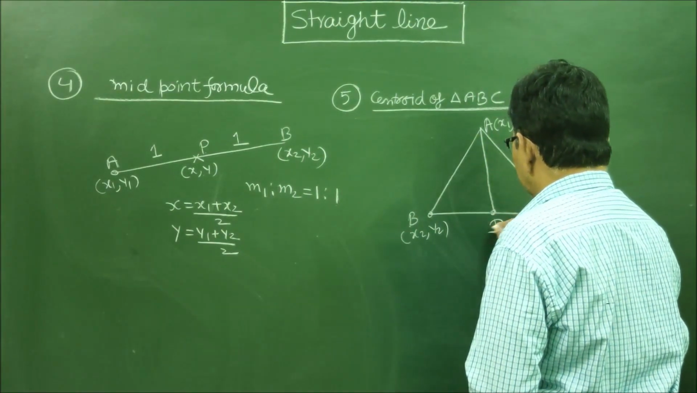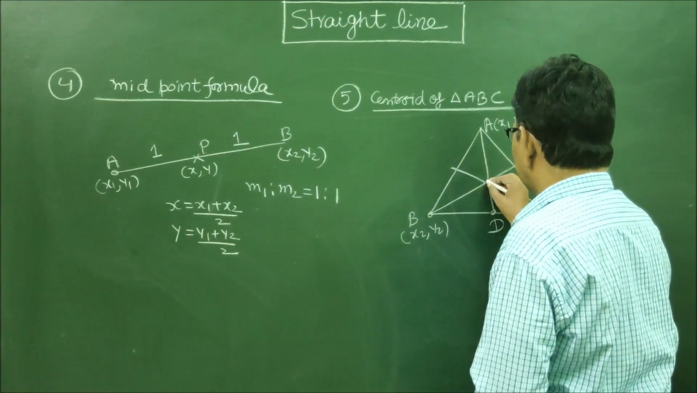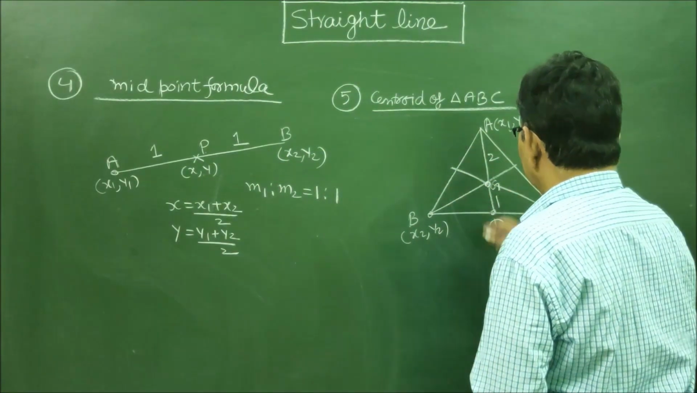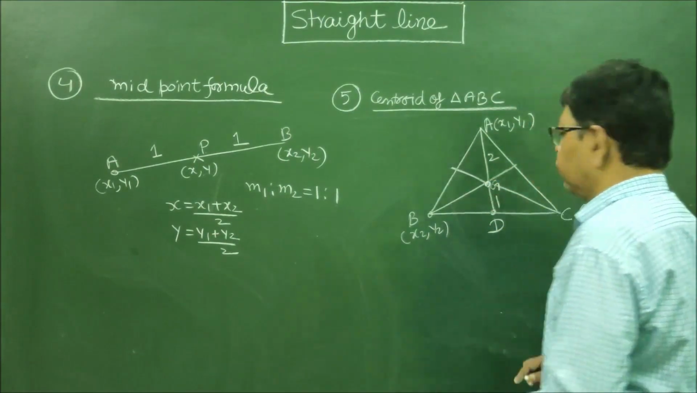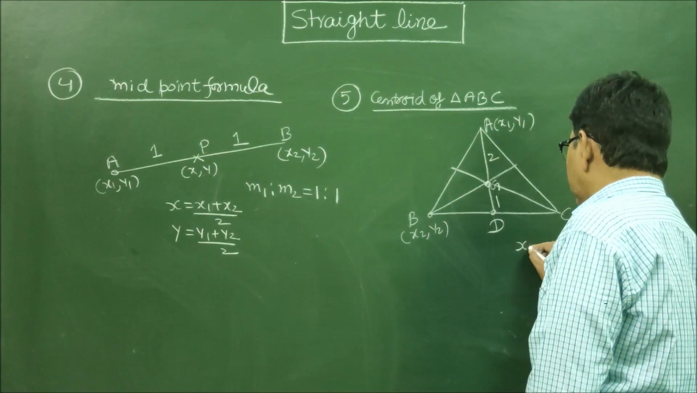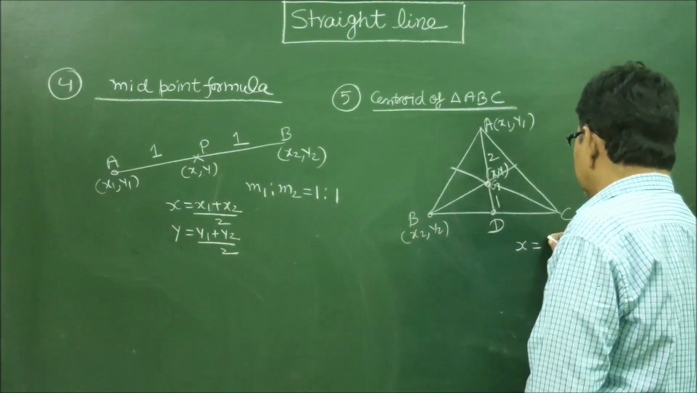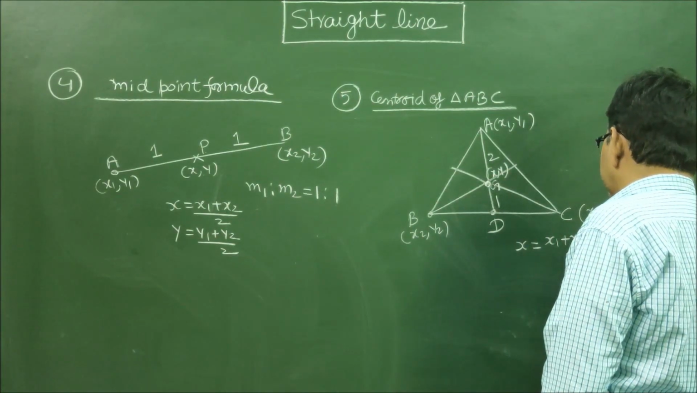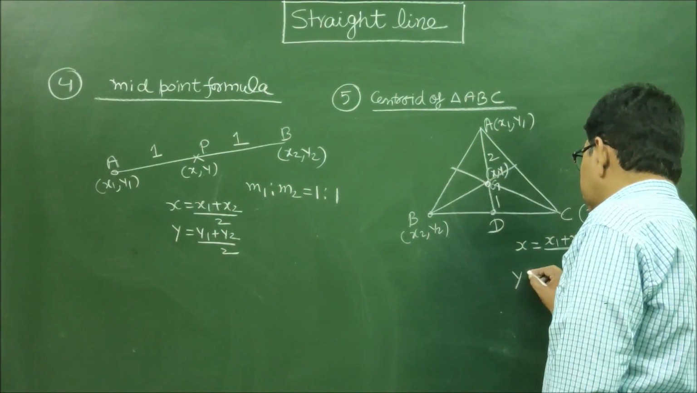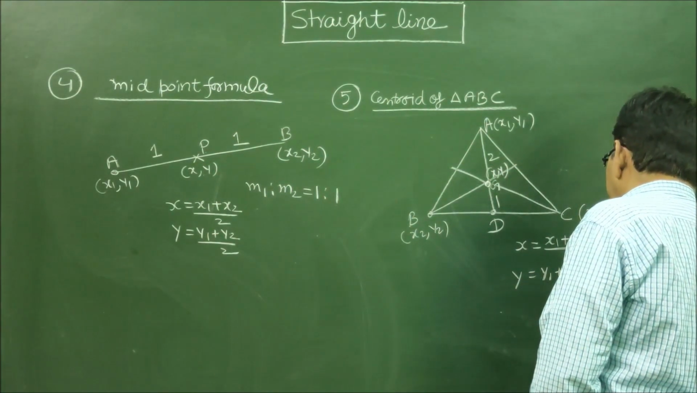of the triangle. Point of intersection or point of concurrency of the medians of the triangle. This is G, and this divides each median in the ratio 2:1. So the x coordinate of this centroid is equal to (x1 plus x2 plus x3) upon 3, and the y coordinate is equal to (y1 plus y2 plus y3) upon 3.